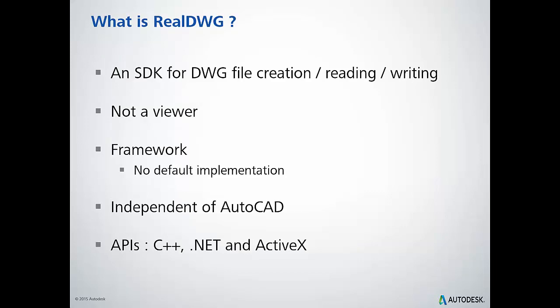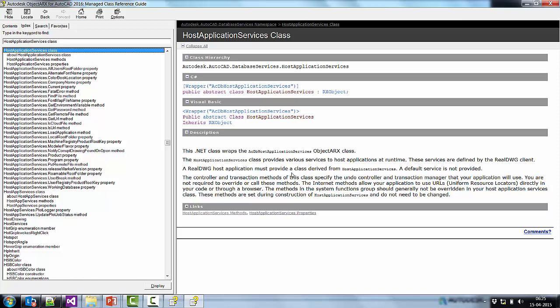So what is RealDWG? RealDWG is basically an SDK with all its libraries which enables you to create, read and write DWG files from your application with 100% fidelity. It is not a viewer and cannot help provide visualization of the drawing. So if you want to visualize the DWG files, then you need to look into our other technologies such as AutoCAD OEM. RealDWG defines a framework which has no default implementation.